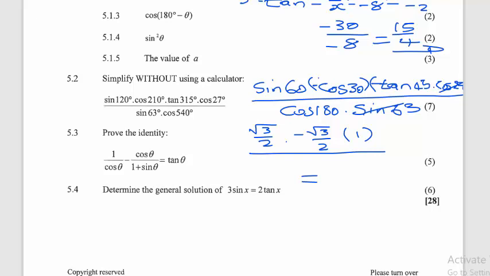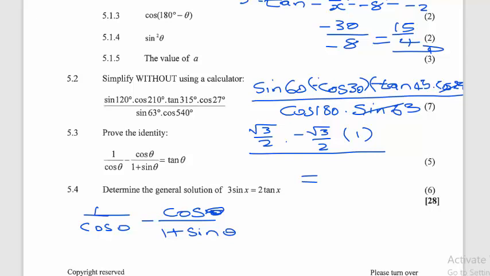Prove the identity 1 over cos theta minus cos theta over 1 plus sine theta equals sine theta. Try to collect maximum marks where you can, because you are bound to make mistakes. This is maths, but hopefully they don't over penalize people so that people can still get 100% regardless of any mistakes.